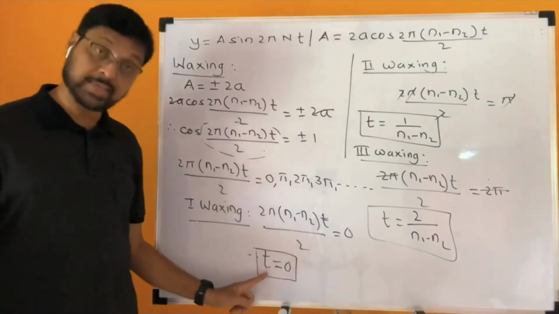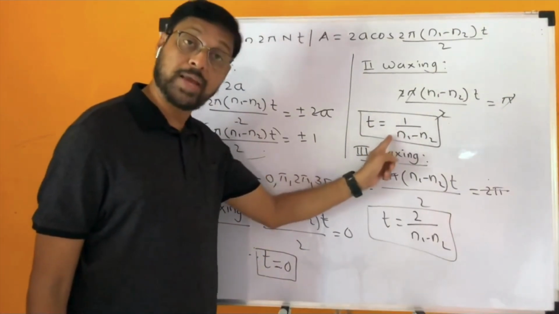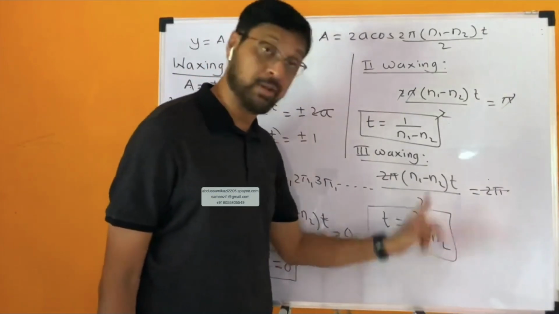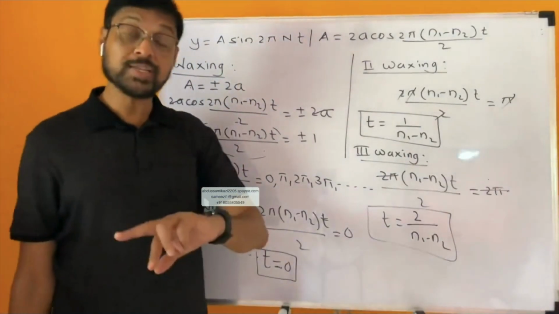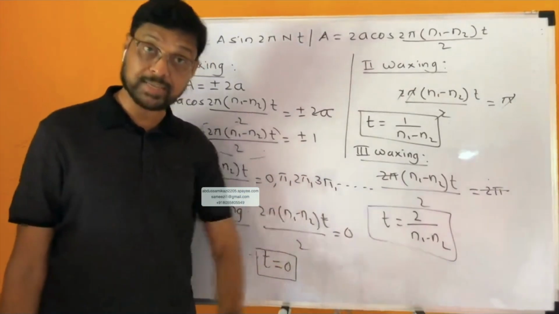So first waxing at t equal to 0. Second waxing at t equal to 1 upon (n1 minus n2). Third waxing at t equal to 2 upon (n1 minus n2). So what is the time interval between two successive waxings?